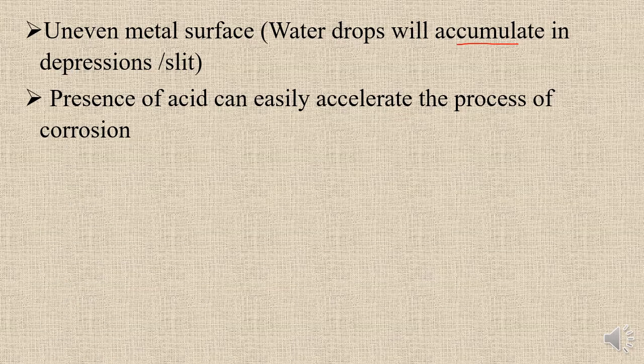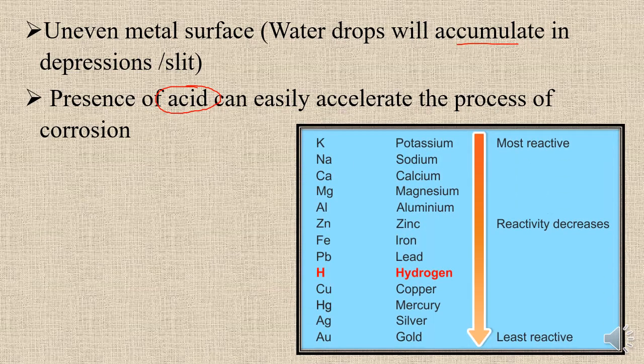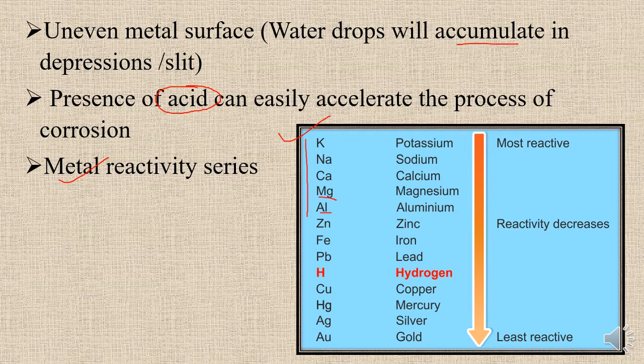Number 5, presence of acid also accelerates the process of corrosion. Number 6, and the most important one, is the position of metals in the metal reactivity series. As we all know, metals placed higher in the metal reactivity series such as magnesium, aluminium, zinc, etc. get corroded very easily. On the other hand, less reactive metals like gold, platinum, palladium, etc. are least prone to corrosion.